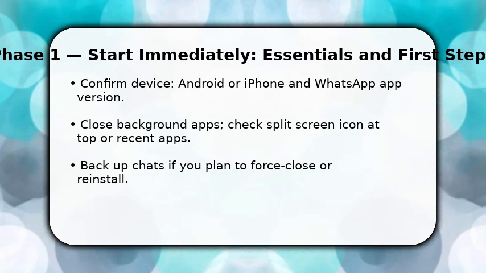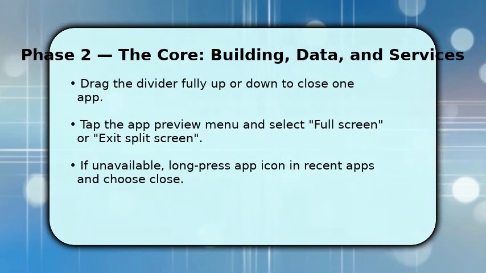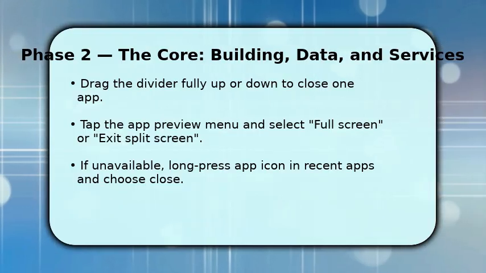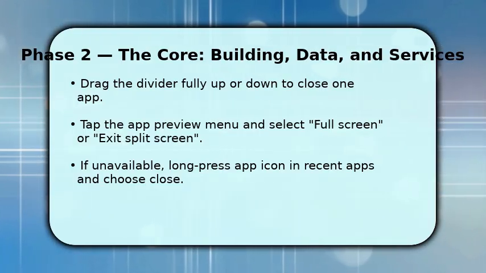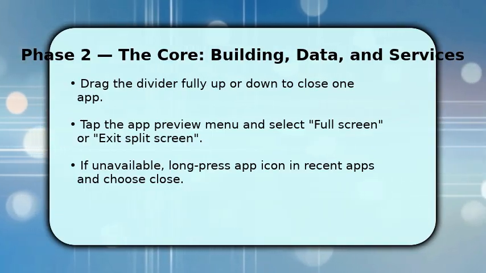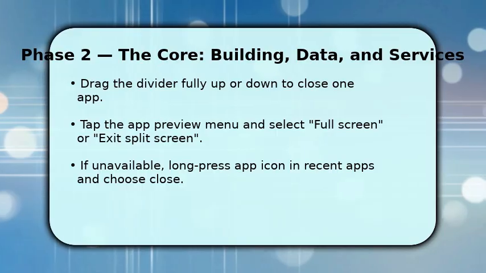On Android, drag the divider bar all the way to the top or bottom. This closes the other app and returns WhatsApp to full screen. If your device shows a small app menu instead, tap the three dots or app icon in recent apps and choose Exit Split Screen or Full Screen.